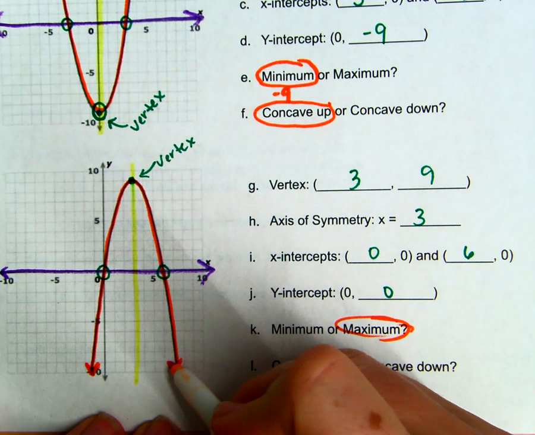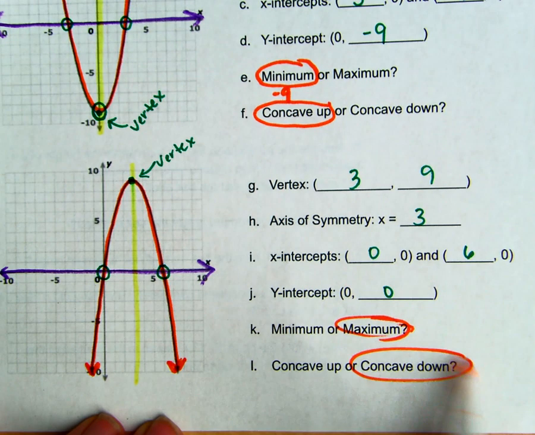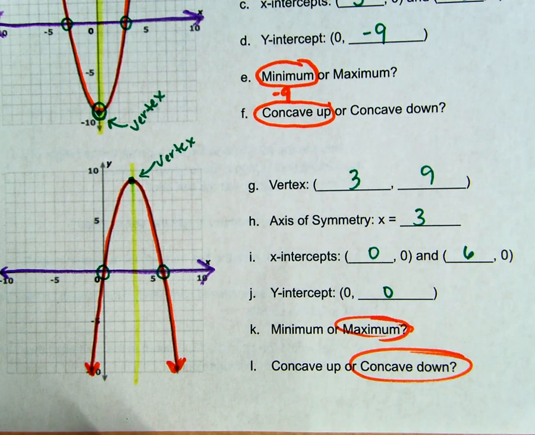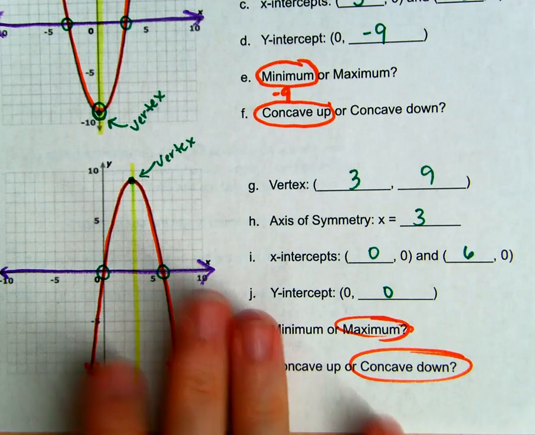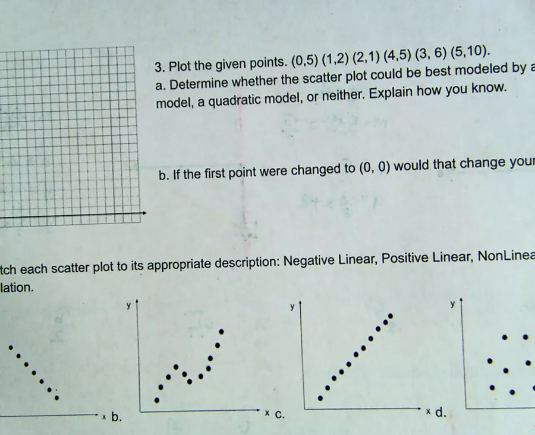And again, the arrows pointing down tell me that it's concave down. Or if it has a frown, it's concave down. It rhymes.